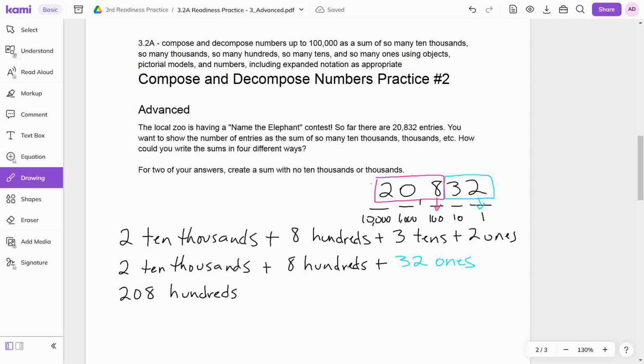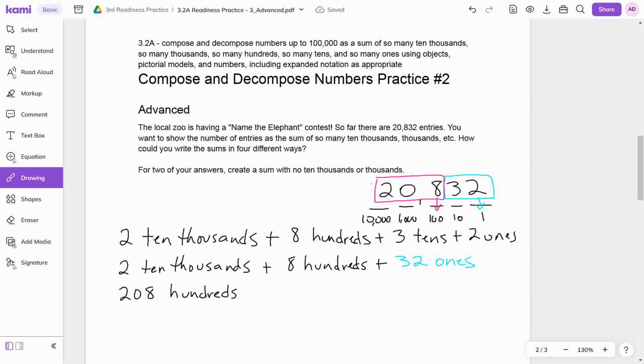So think, if you count out 10 hundreds, you get 1,000, right? 20 hundreds get you 2,000. 30 hundreds get you 3,000. If you get 100 hundreds, now you've got 10,000. You do that twice, you've got 200 hundreds. Now you've got 20,000, and then an extra 8 gets you 20,800.